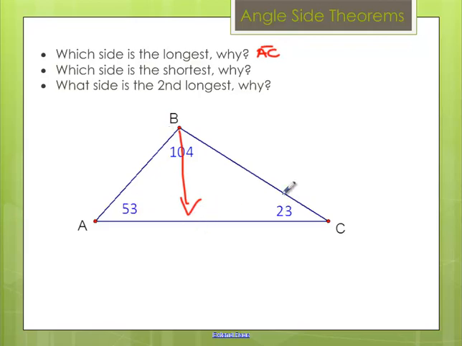Which side is the shortest? I need to look for the smallest angle, and then go across. AB is the shortest side. And second longest, it's the one you haven't picked yet, BC.